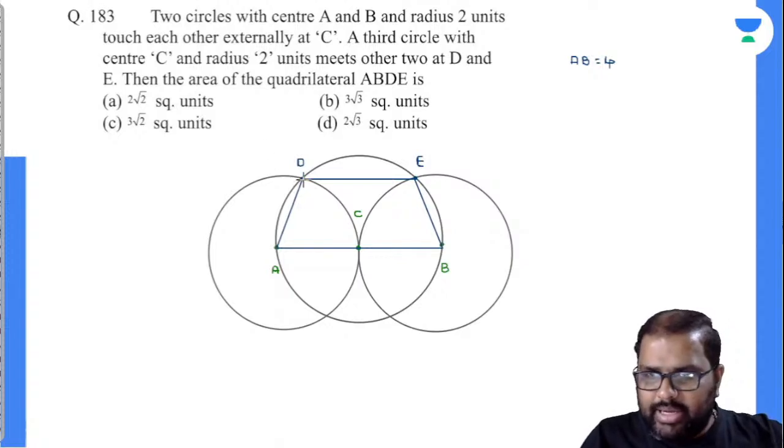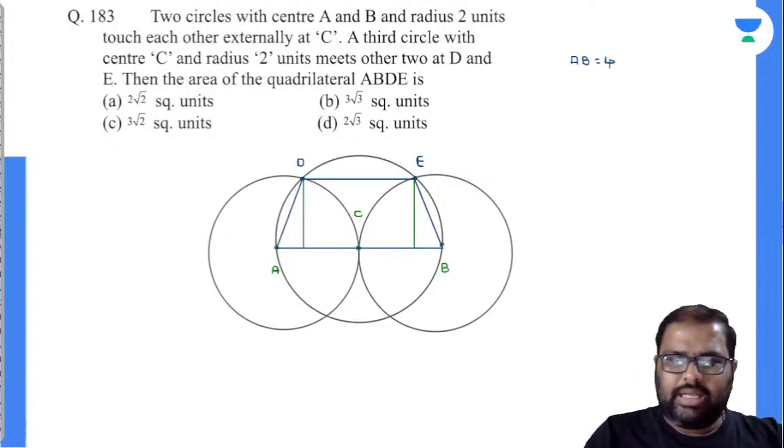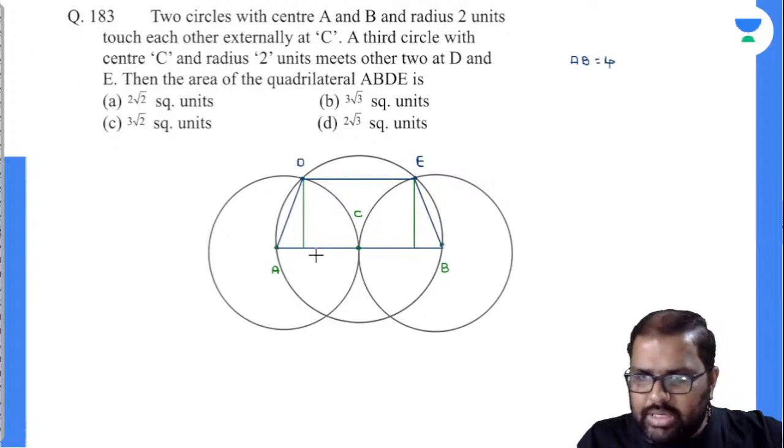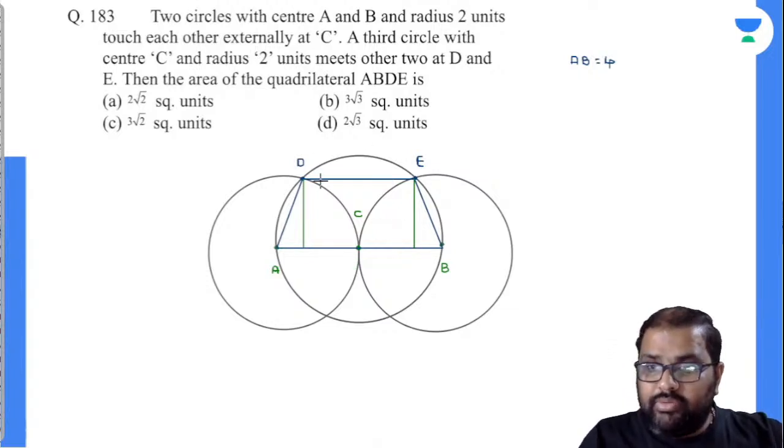So see here, I will take this as the height of the trapezium. I will take this as the height of the trapezium. By this, what can I say, beta? Now this value will be equal to 4. This value will be equal to 2.